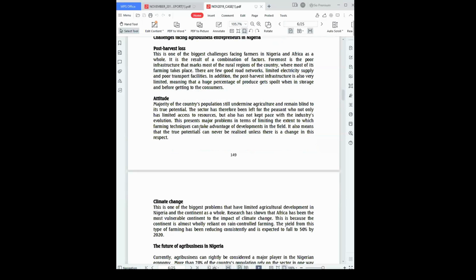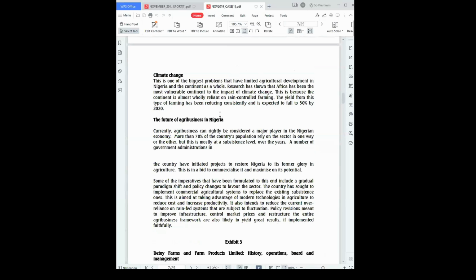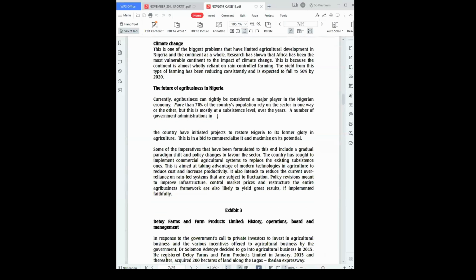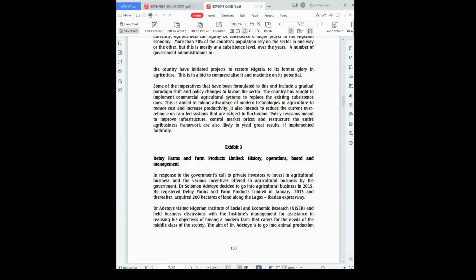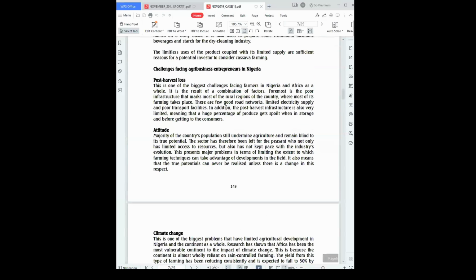Attitude of the people: people are not really focusing on agriculture. Then there is the issue of climate change. These are all factors having a negative impact on the business. Then they mention the future of agribusiness in Nigeria. So that is the industry information.